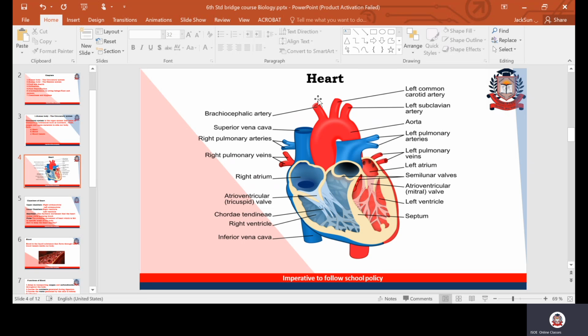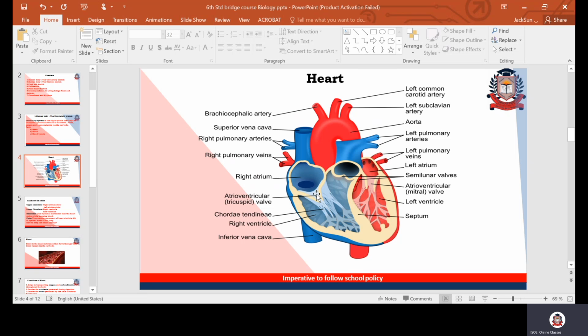Heart is situated in the chest, little towards the left side, and it is a muscular organ. You can see that the entire heart is made up of muscle, and the top part of the heart is thinner compared to the bottom of the heart. You can see here this yellow color. This is the thickness, very thick. Here it is very thin.